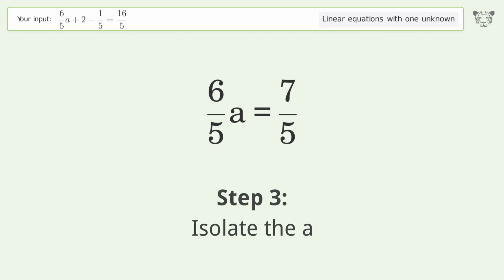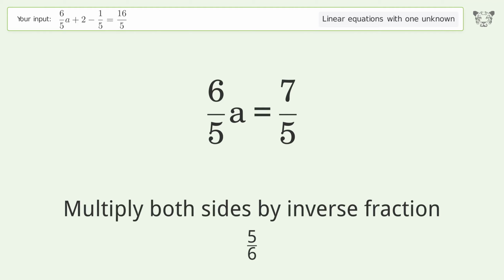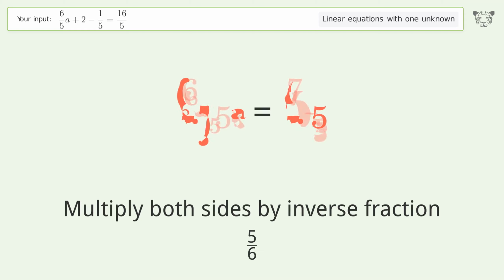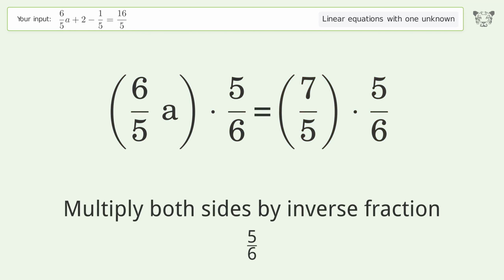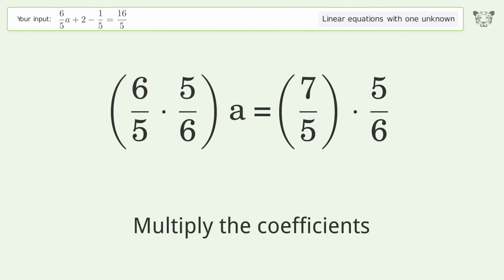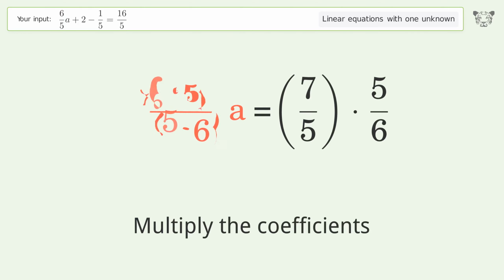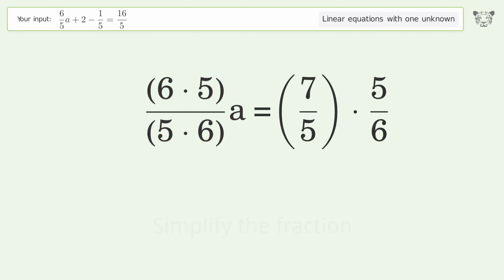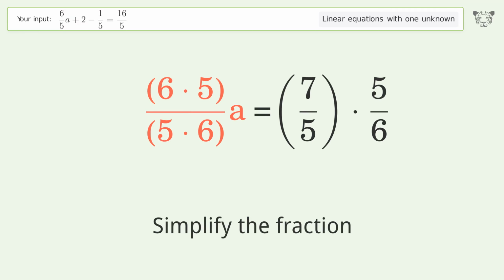Isolate the a. Multiply both sides by the inverse fraction 5/6. Group like terms. Multiply the coefficients. Simplify the fraction.